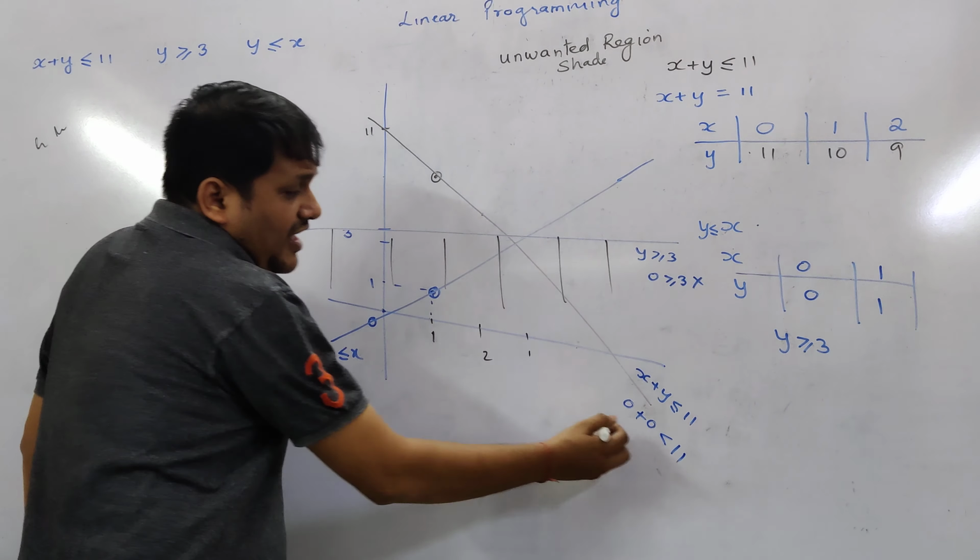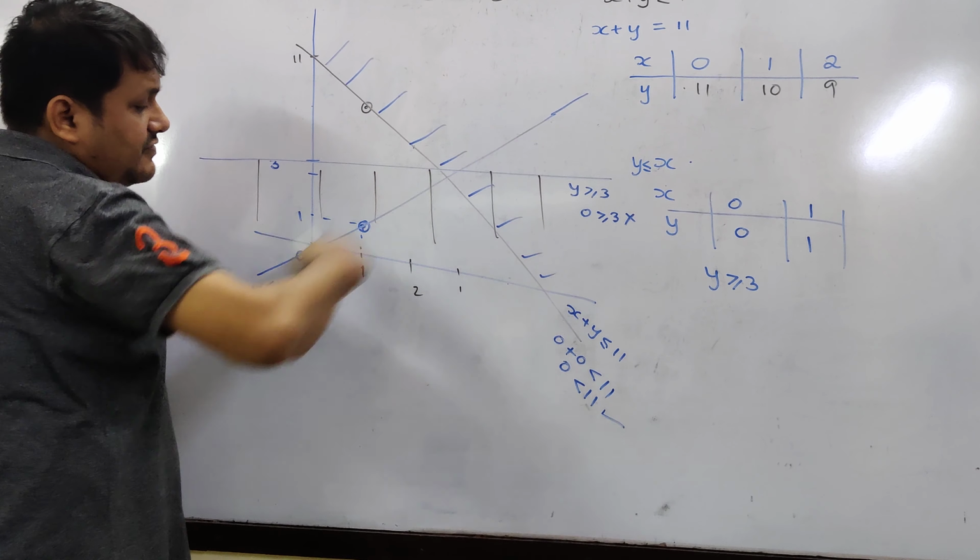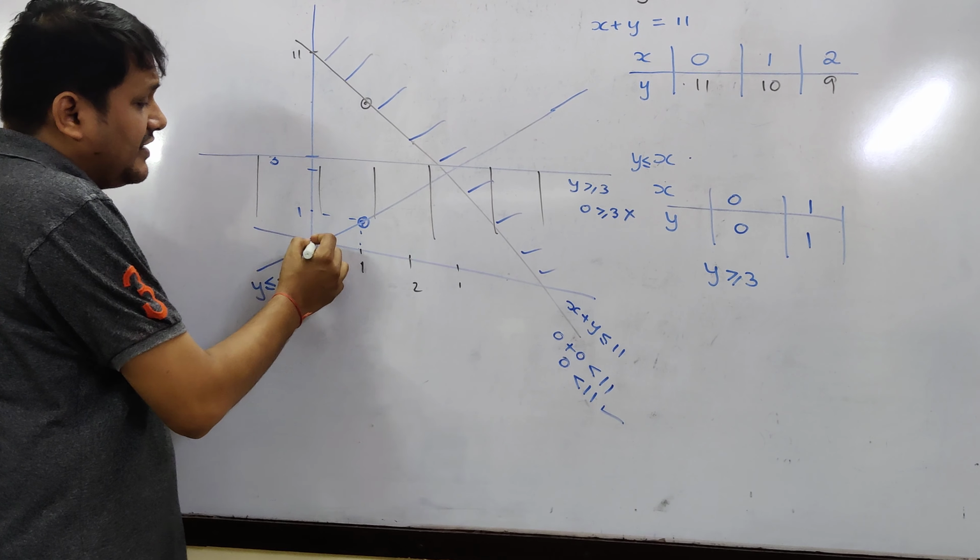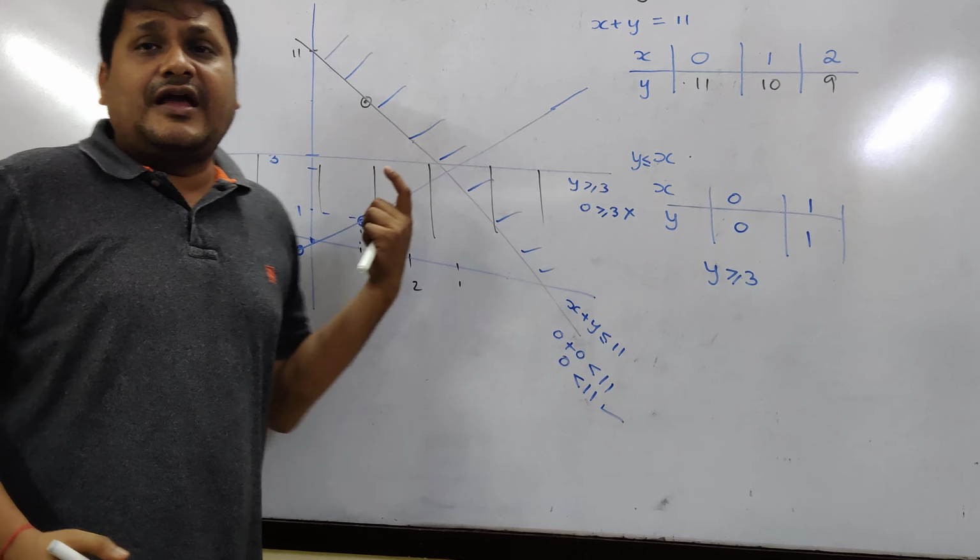Let's take the third point. The third line is y is equal to x. y is equal to x is the line passing through the origin. For any line that passes through the origin, you do not put 0,0. So what you will do is take one point. Suppose I take this point 2,1 and put it here. y is less than x.